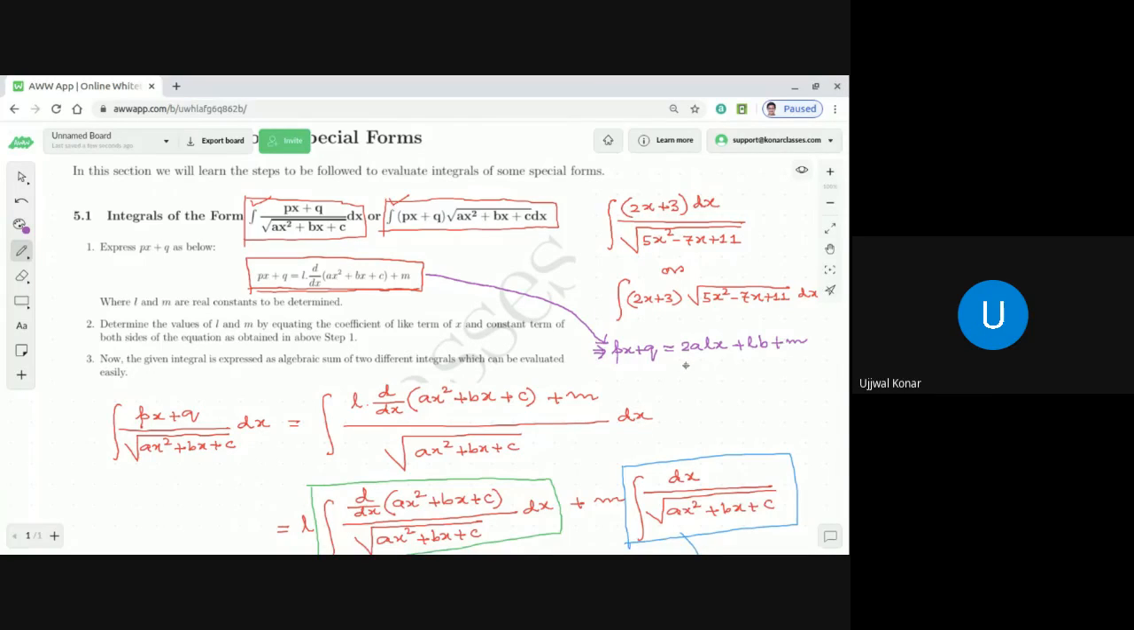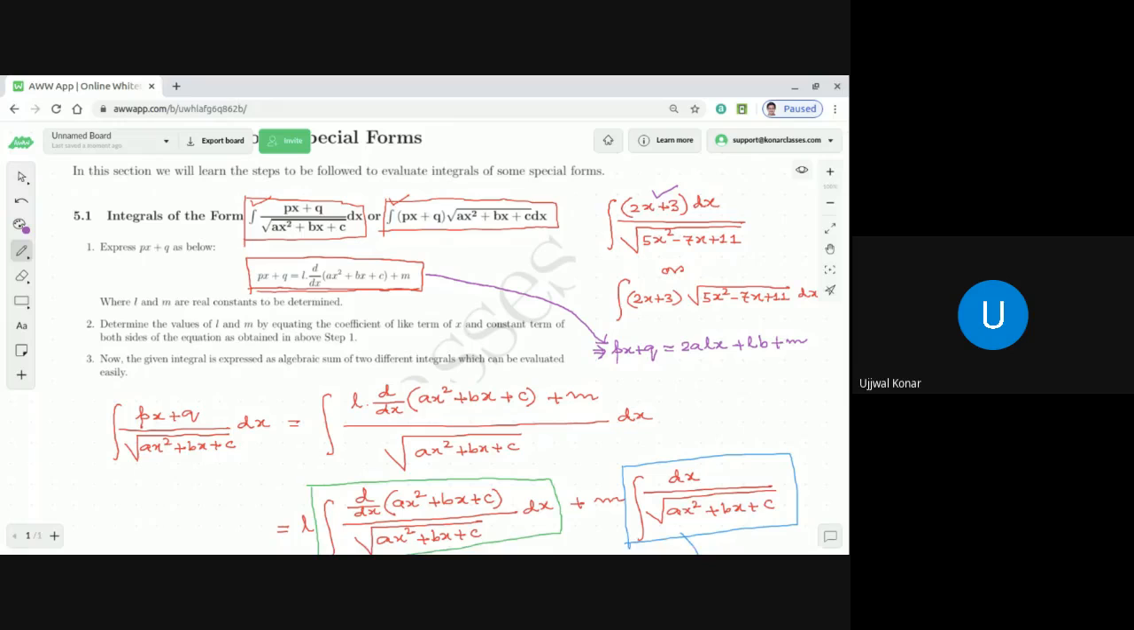Then what happened is that we can approach. First, what is our target? Our target is to find the value of L and M. The value of P is given to us, the value of Q is given to us, the value of A is given to us, B is given to us. For example, here, if you look into this particular question, what is the value of P? P is equal to 2.